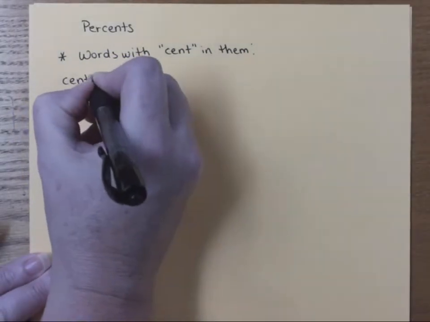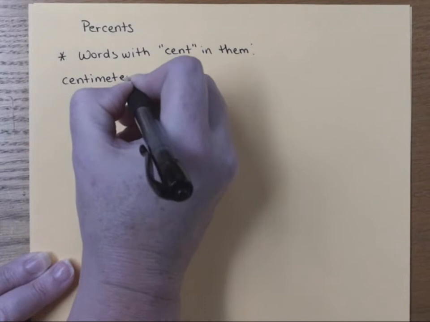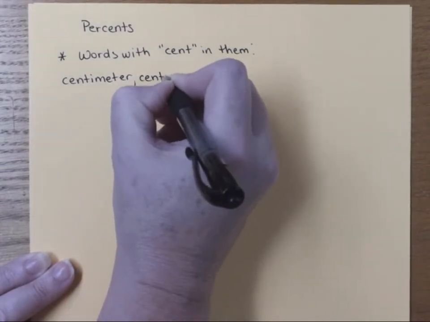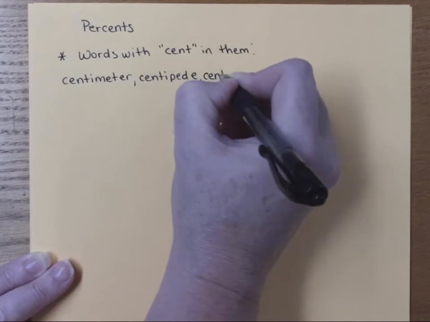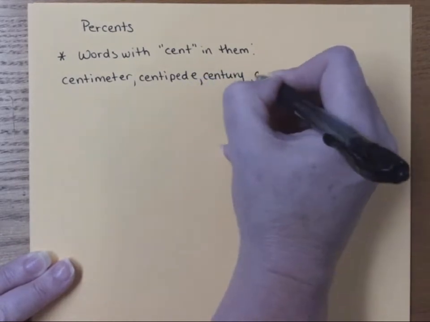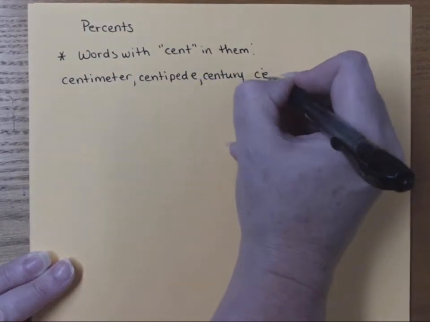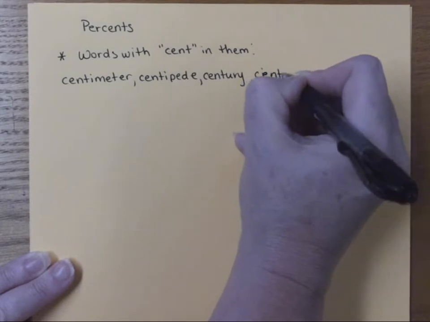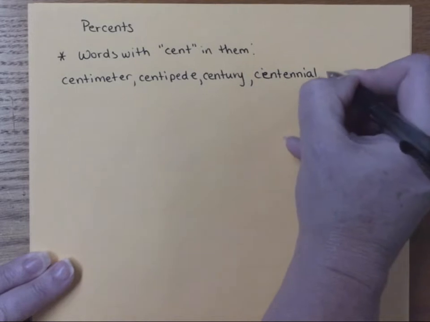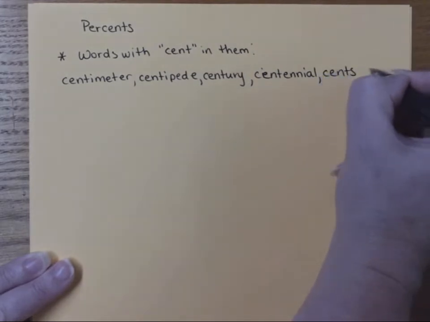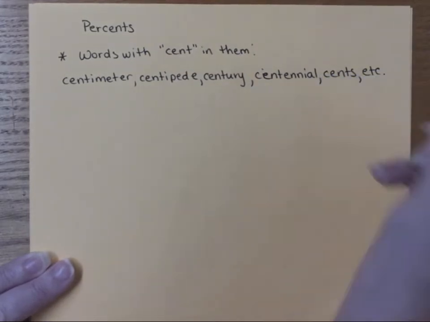I can think of centimeter, centipede, century, centennial, that means once every 100 years, even cents, like dollars and cents. I'm sure you can think of others.